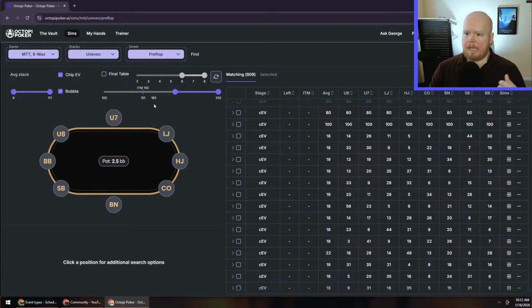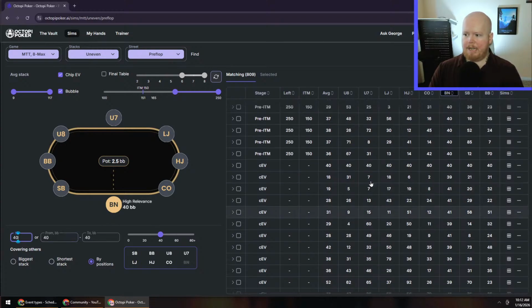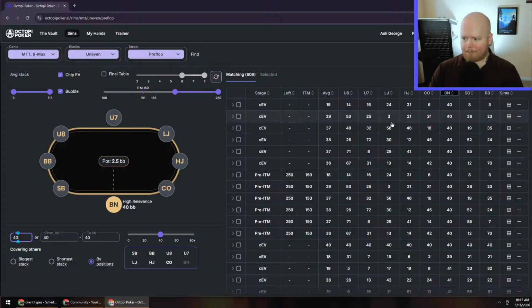Now, the starting point here is I'm going to have to try to pick a basic blueprint example of a spot. So what I'm going to do is pick a situation where the button has approximately an average stack, right? So we're going to pick, the button has 40 big blinds here, and we're going to look at comparing ideally a ChipEV version and an ICM version of this situation.